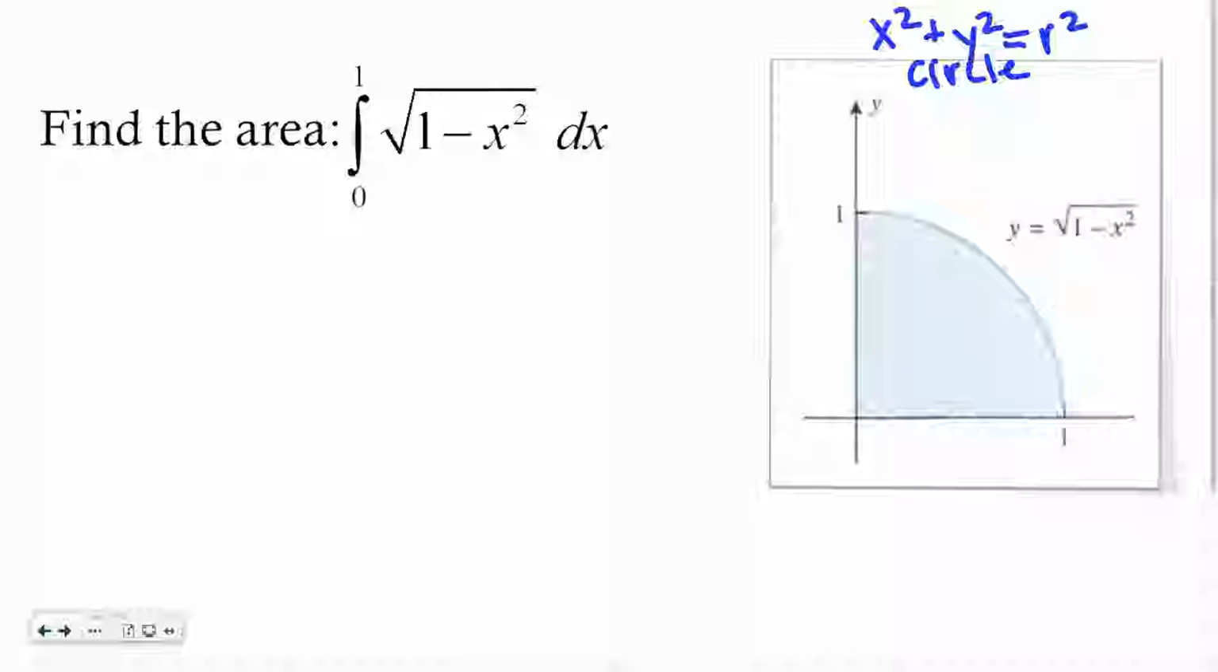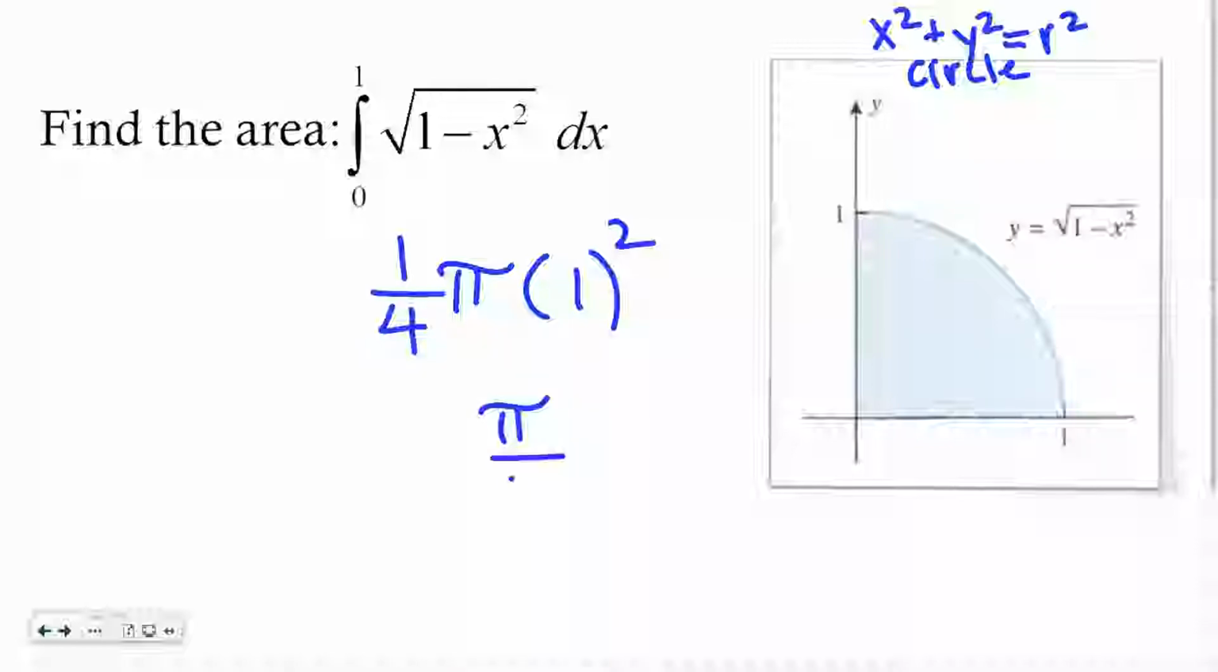Okay. But since we're only going from 0 to 1, how much of the circle are we actually calculating the area of? Quarter. We have a quarter circle. So when we calculate the area, the integral from 0 to 1 of this semicircle, we're talking about 1/4 pi r squared. Okay.